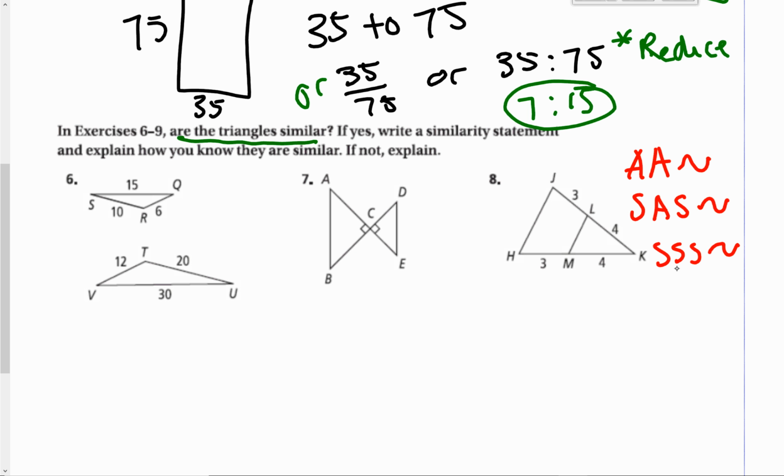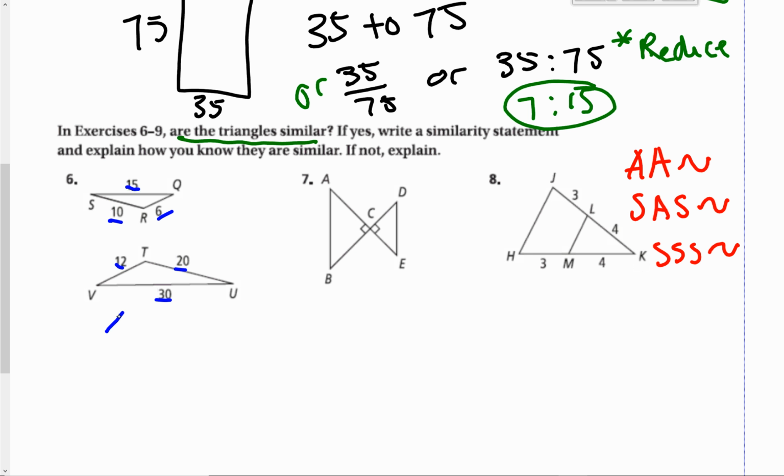The only time we're going to use side side side similarity is when we have all 3 sides labeled for us. Okay, and we can see here that this side is 10, this side is 15, this side is 6. So we have all 3 sides. That means we're probably going to go with SSS similarity. So we want to match our angles. You might have to redraw these so they kind of look the same.